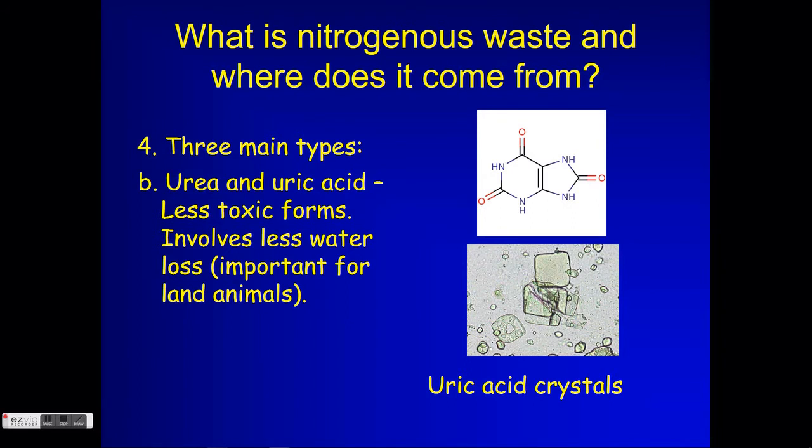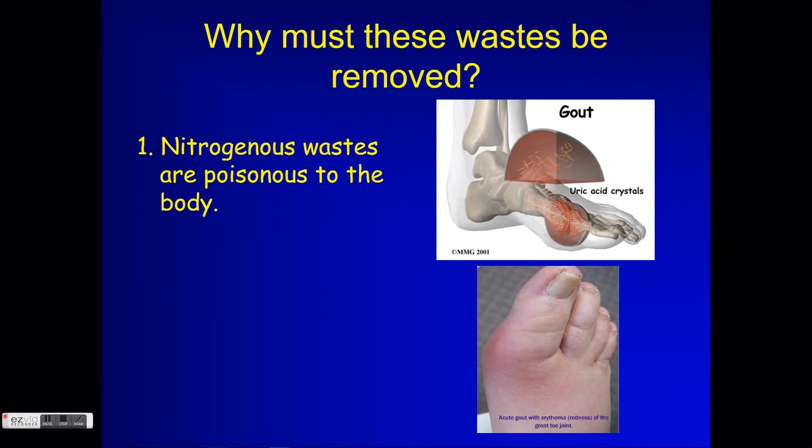And when the body is able to convert ammonia to urea, or even further into uric acid, it involves less water loss. For land animals, that would be really important, as you're going to learn in just a moment, because we don't want to lose so much water that we have to go get more water. And so again, all organisms produce ammonia first, and then if they don't want to lose a lot of water, they're going to have to convert that ammonia to urea or uric acid, both of which are still toxic, but they involve less water loss.